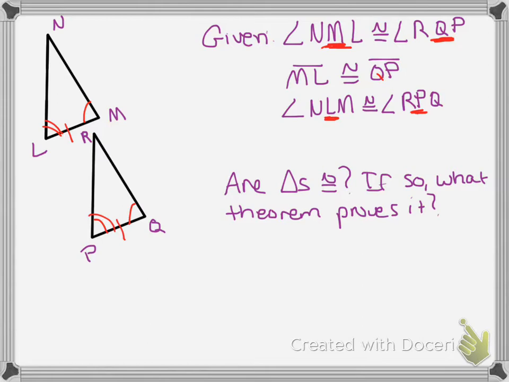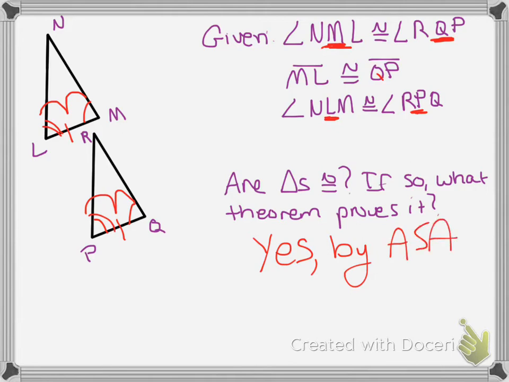Are the triangles congruent? So let's check our order. In this case, we've got angle, side, angle. And does it match down here? Angle, side, angle. And that's correct. So the triangles are congruent by angle, side, angle.